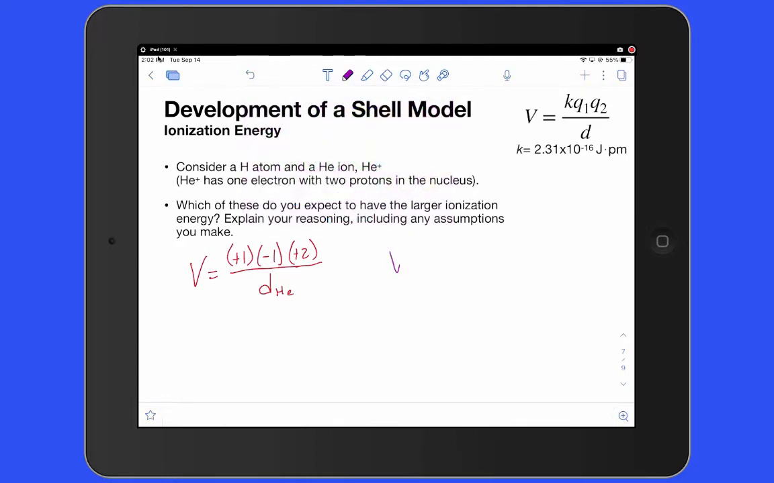Now, hydrogen. +1 for the K. -1 for the electron. And +1 for the proton in the nucleus. Correct. And again, what do we not have? We don't have a D. So I'm going to put D hydrogen.